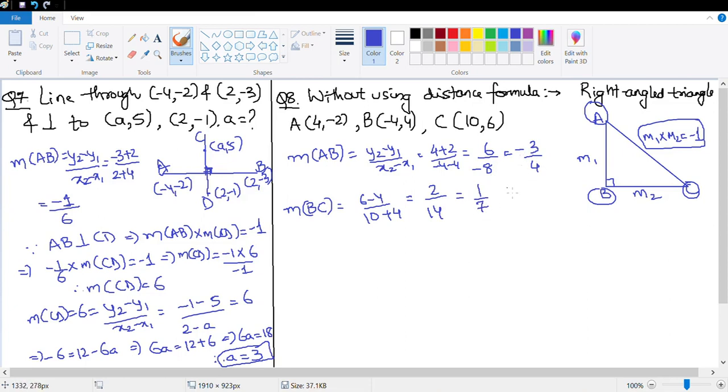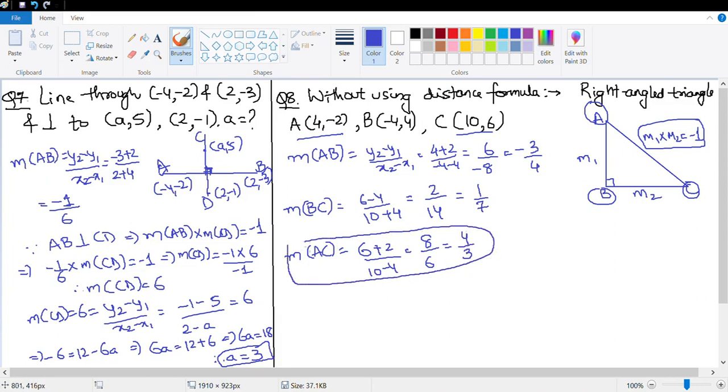If I multiply these two together, I am not getting -1. So let's try the slope of AC. So y2 minus y1, which is 6 minus -2, which means 6 plus 2 upon 10 minus 4, which means 8 upon 6, which means 4 upon 3. Perfect. If I look at the slope of AC and the slope of AB, I realize that if I multiply them, I'll get -1.